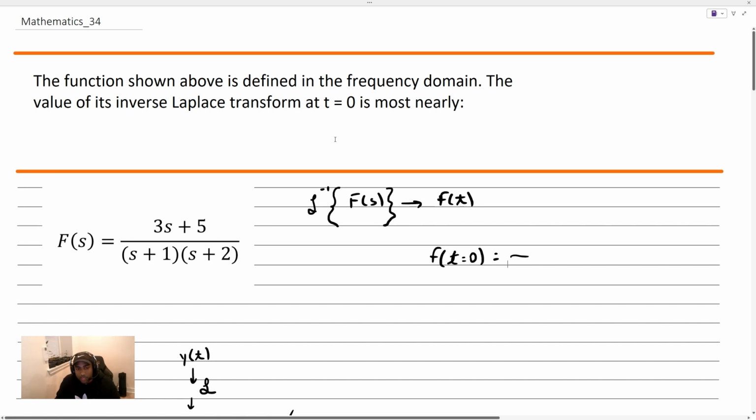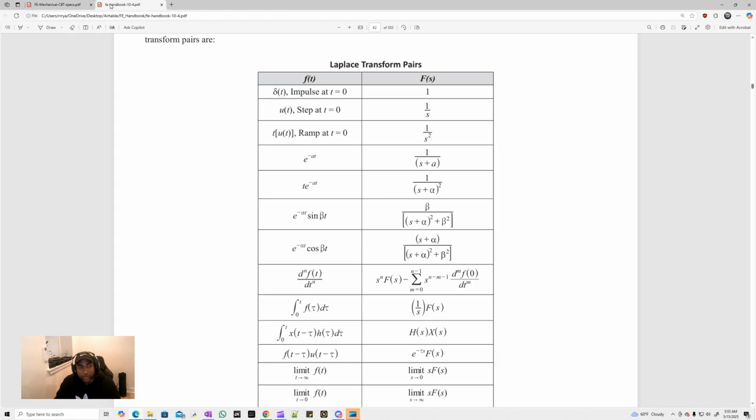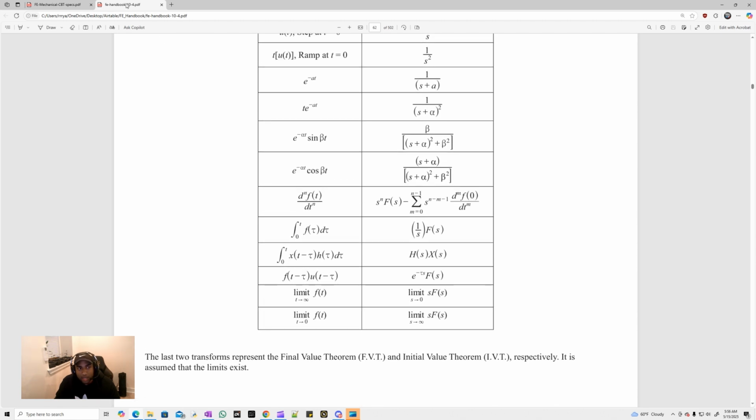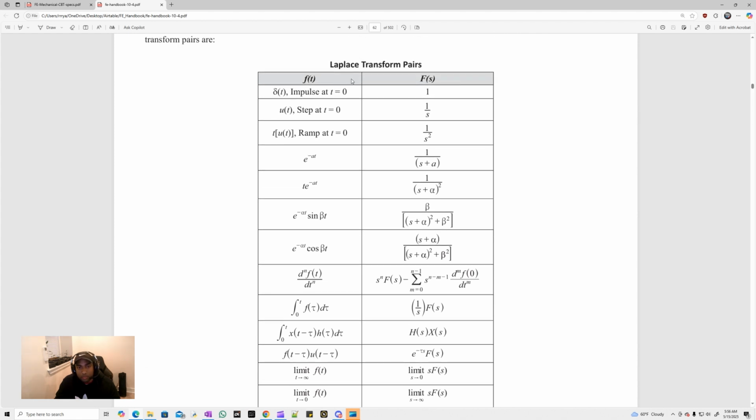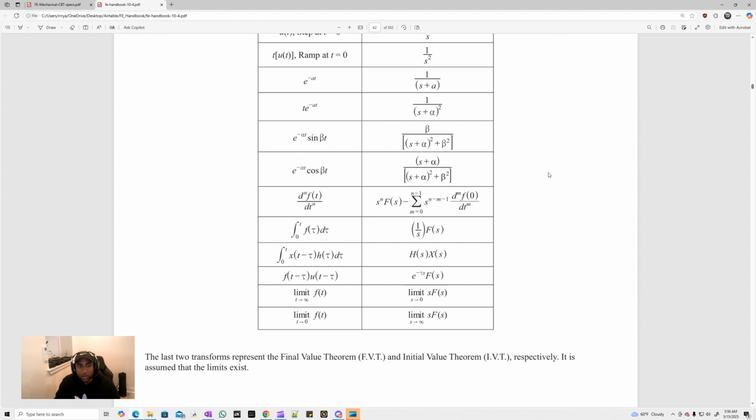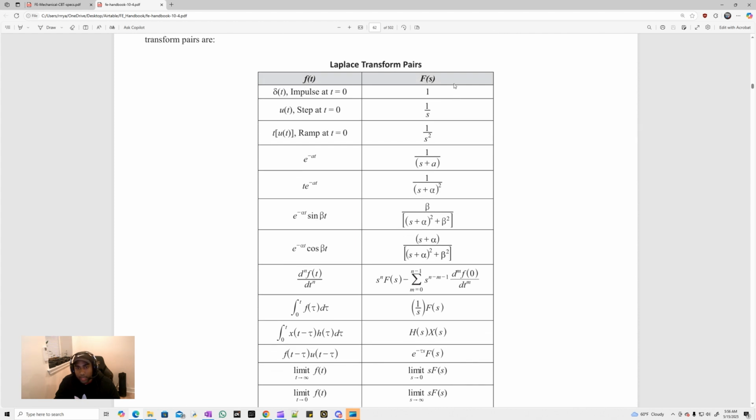Usually when we're evaluating Laplace transforms or inverse Laplace transforms, we refer back to a table. You can find that table in the FE exam reference manual, page 56 of the 10.4 version. You can see the form of this table for these Laplace transform pairs. You'll have time domain functions on the left and frequency domain functions on the right-hand side. Going from time to frequency domain, you go from left to right, and you can invert by going from right to left.